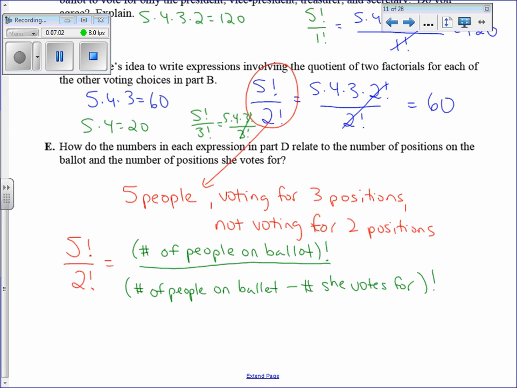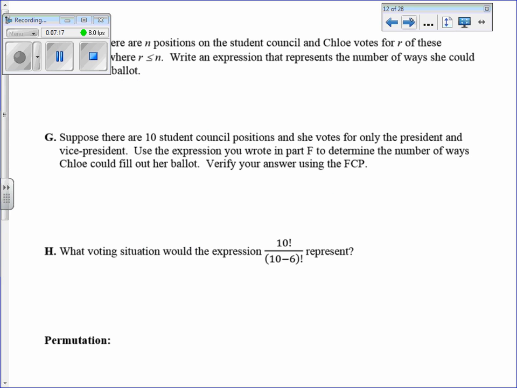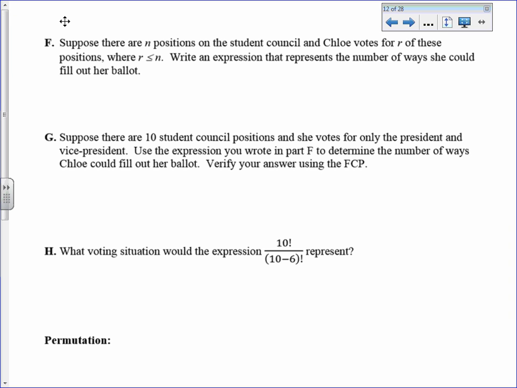And that leads us to a formula for what we call a permutation. Suppose there are n positions on the student council and Chloe votes for R of those positions. So n is the total number of people on the ballot, R is how many she's voting for. We want to write an expression that represents the number of ways she could fill out her ballot. So the top number was the number of people on the ballot, and the number on the bottom is the number of people on the ballot minus the number she's voting for.